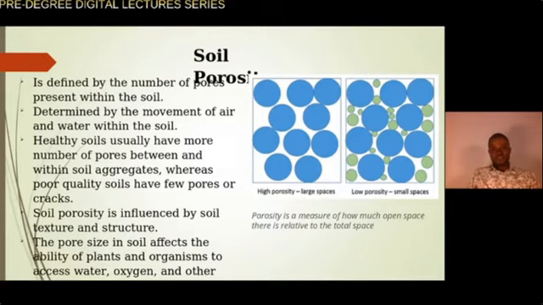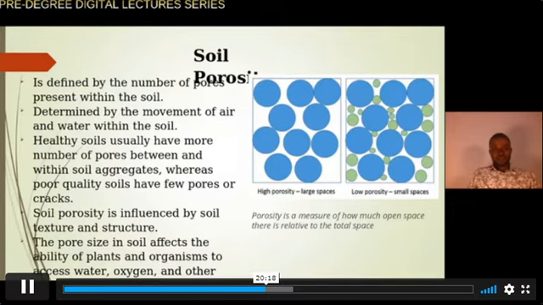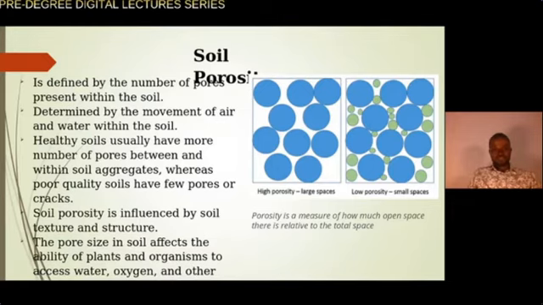Of course, air and water are very important components of soil that are necessary for microorganisms to survive. And of course, microorganisms are very important in soil amendment. They say a healthy soil usually has a greater number of pores between and within soil aggregates, whereas poor quality soil has few pores or cracks. The diagram on your right displays the porosity of a soil. The first structure shows high porosity with large spaces. The second one shows low porosity with small spaces.